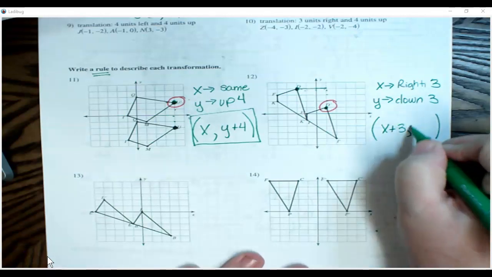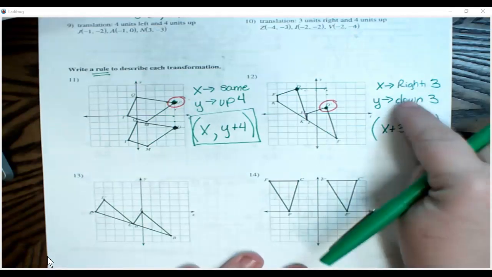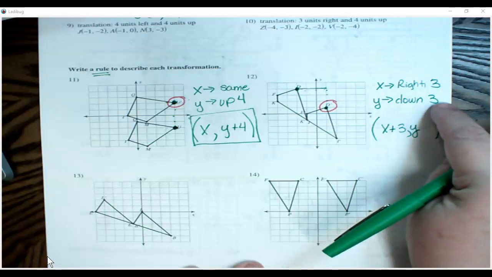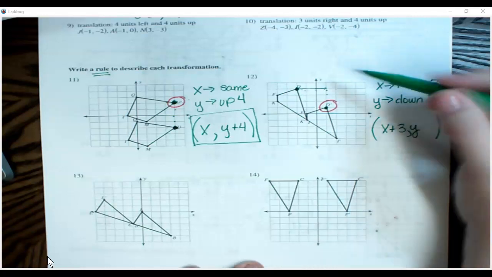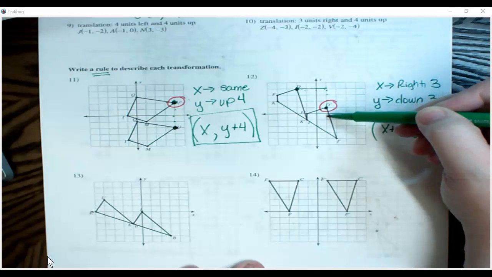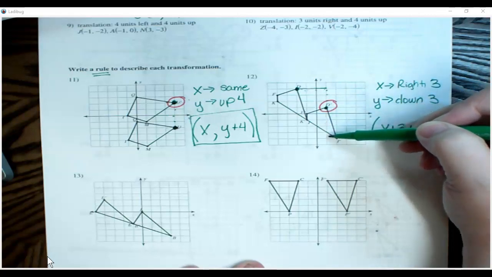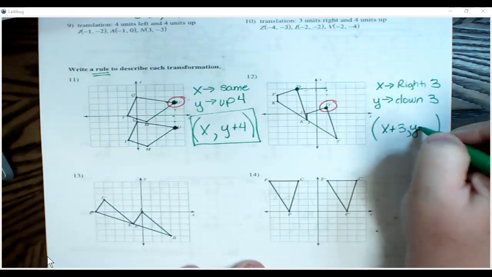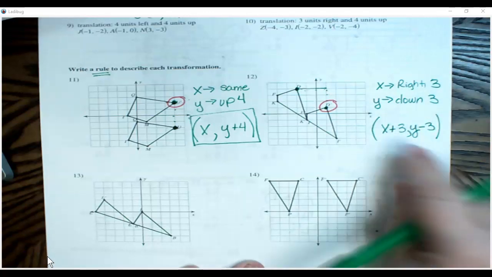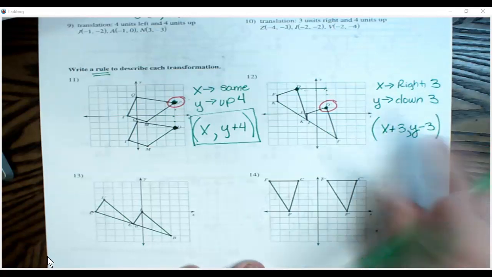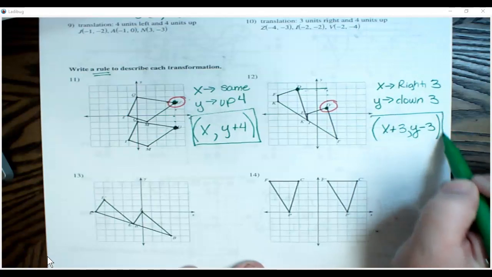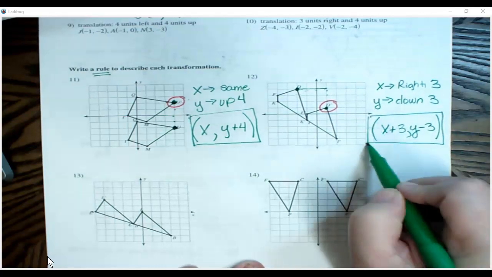Now my Y direction, down 3. Is that going to be plus or minus 3? We're going down towards the negative part of my number line if I had a vertical number line. So that is minus 3. X plus 3, Y minus 3. There is my rule. Okay?